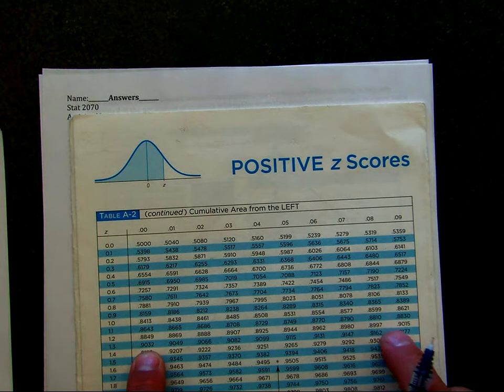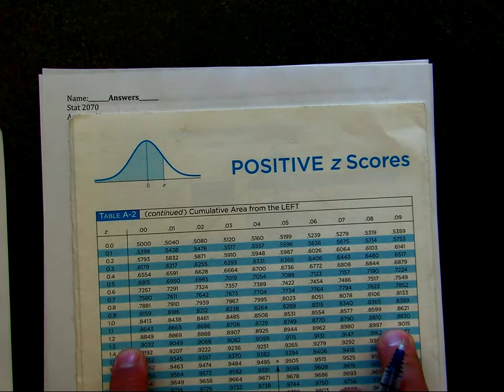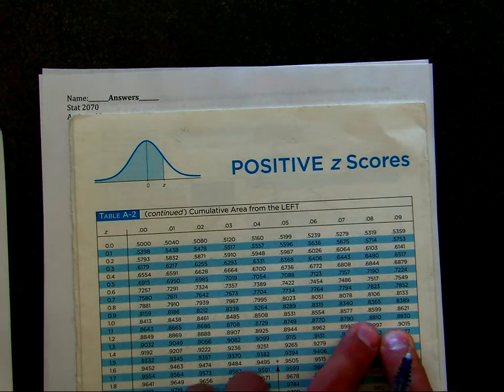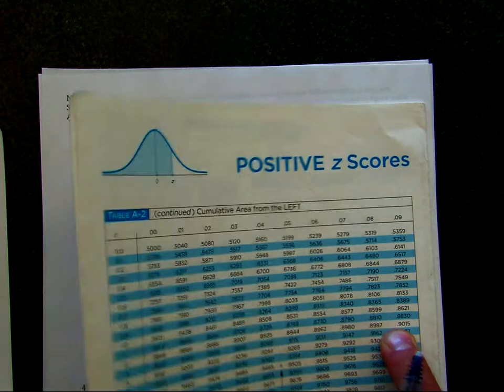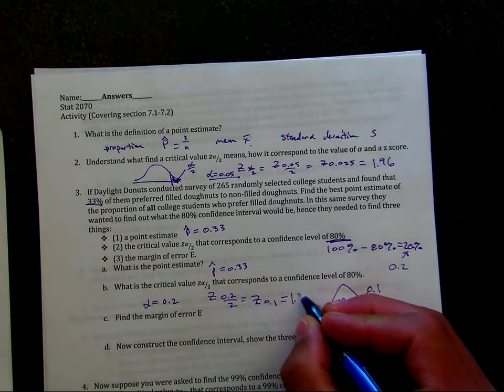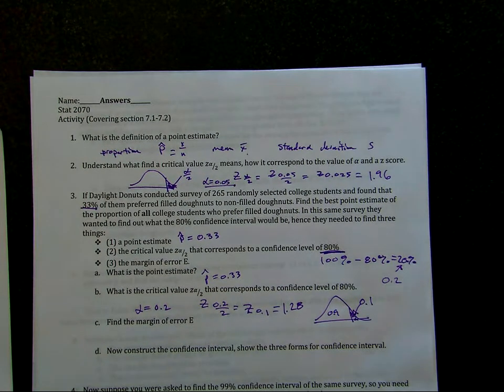Sorry if it's a little small. I assume you probably have your table printed off too. You're going to see about 1.28 is what we would use. 1.28. Some people might say 1.285, 1.284 if you wanted to use 3 decimal places, but generally speaking, we're going to use 2 decimal places, okay?